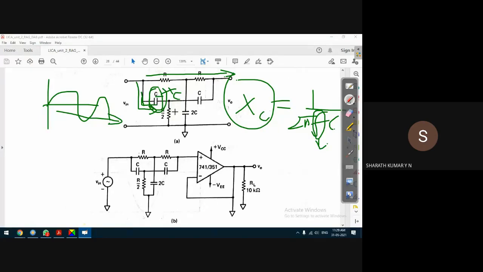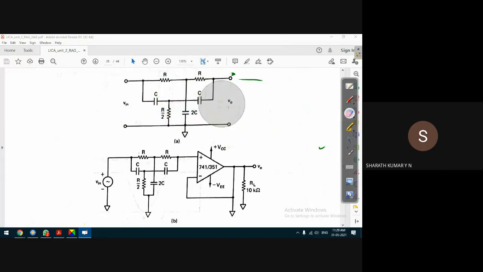But observe this network, guys. Here there is one more capacitor. This capacitor also allows signal. This also acts as a short for high frequency signal. That means at some point both these two capacitors act as a short. Now observe these two components. These two components are a parallel network.